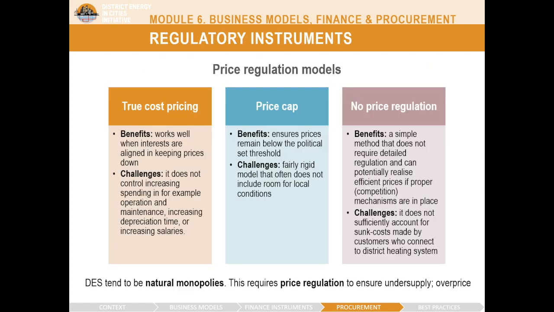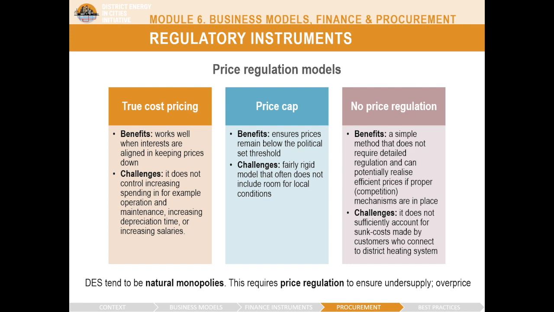Regulatory instruments, price regulation models. Generally, there are three main types of price regulation models: true cost, price cap, and no price regulation. True cost pricing. This is used in the Danish district heating sector. It stipulates that only costs related to production and distribution of heat to the customers can be included in the heating price. This includes depreciation of assets and financing costs to ensure that district heating companies are able to sustain and develop in the long and short term.